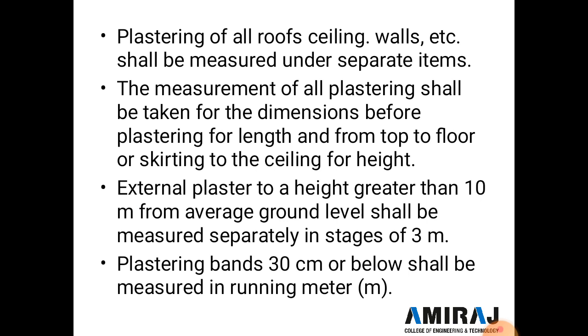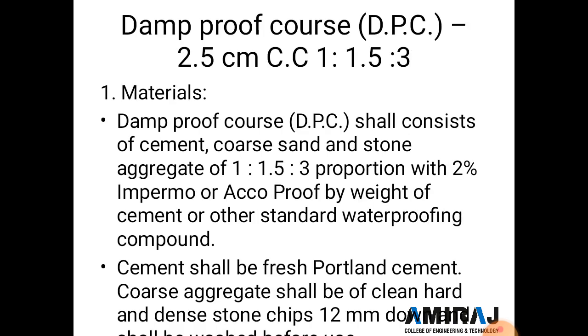So here, like strip plastering work, strip is always counted in running meter. Now the second detailed specification is for damp proof course, DPC, of 2.5 centimeter, and cement concrete ratio is 1:1.5:3.